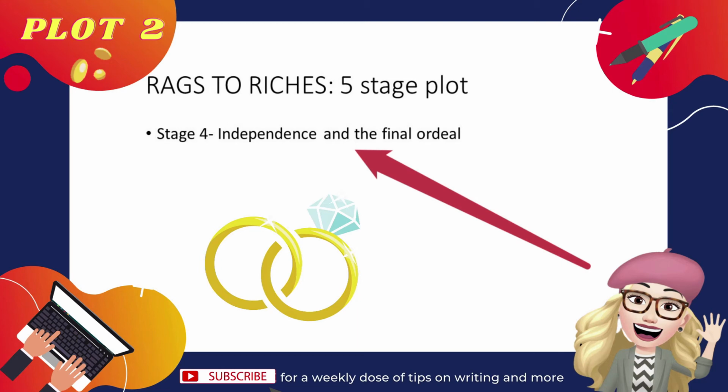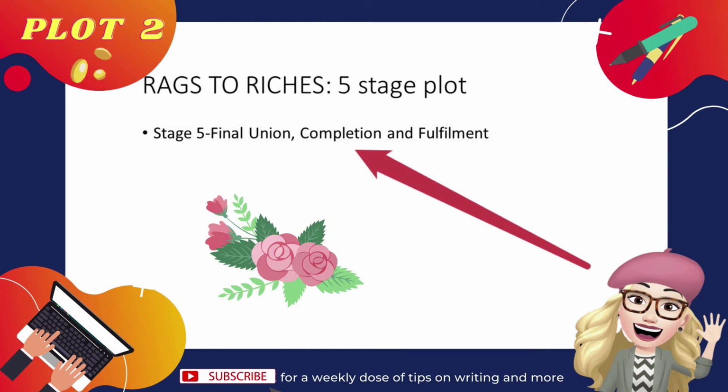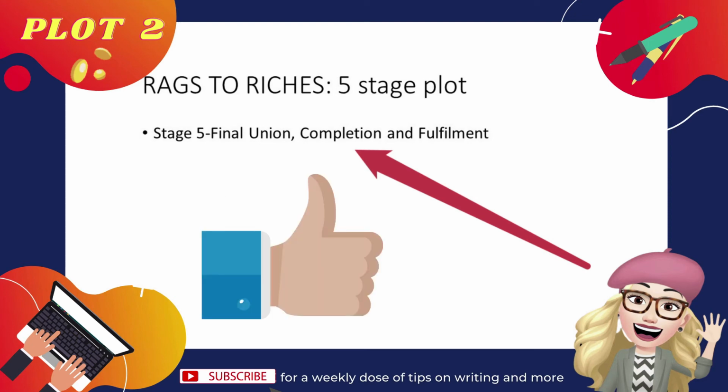We then move on to what Christopher Booker calls stage 5, the final union, completion and fulfillment. So at this stage we have Cinderella marrying her prince. And in the case of The Pursuit of Happiness, we have Christopher Gardner being offered a full-time position in the stockbrokers Dean Witters.